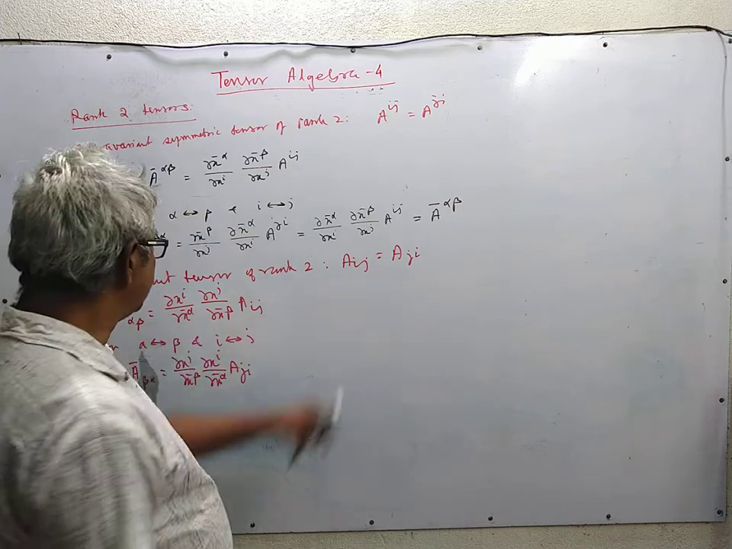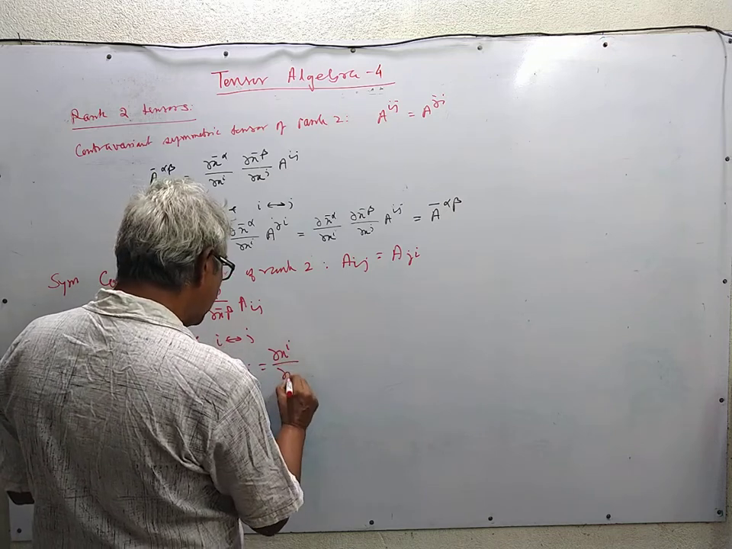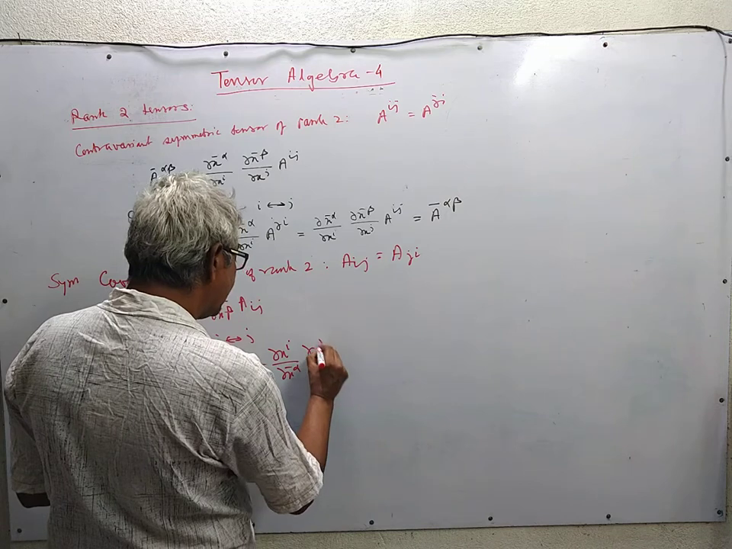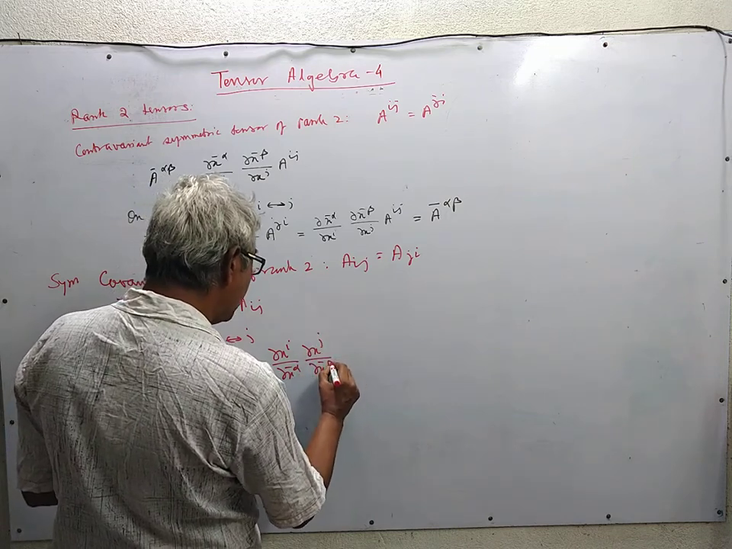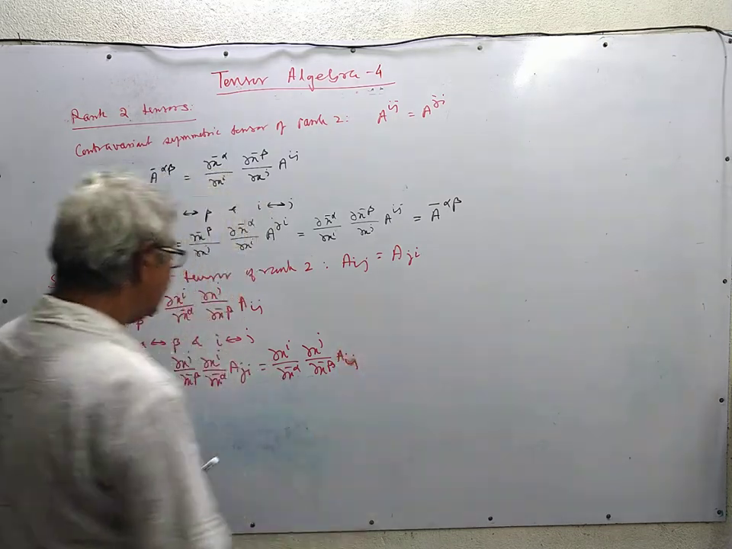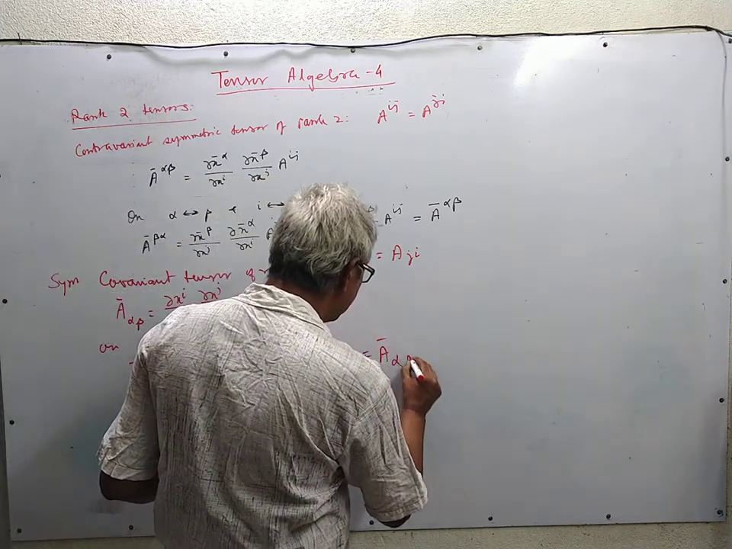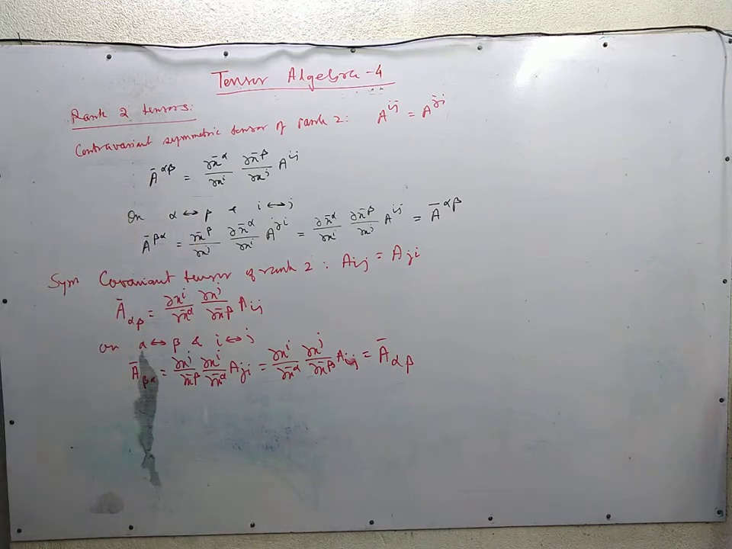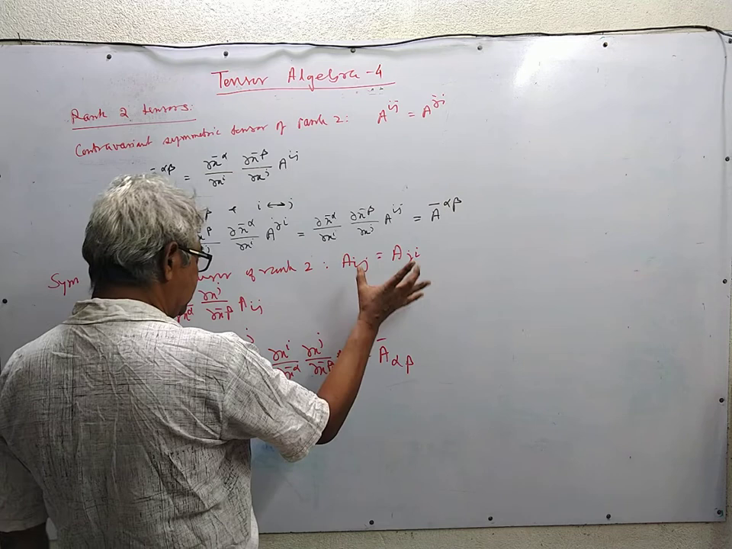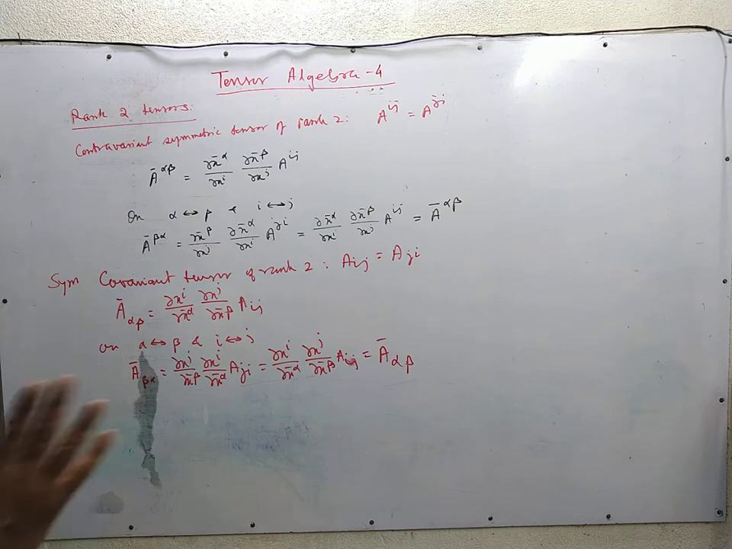Since A of ji is equal to A of ij, we derive it as del xi by del x bar alpha, del xj by del x bar beta, A of ij. This is nothing but A bar alpha beta. So the symmetry is retained. If we have a covariant symmetric tensor which is symmetric in one coordinate system S, then the symmetry is carried over to the S prime frame. But there is a difference.